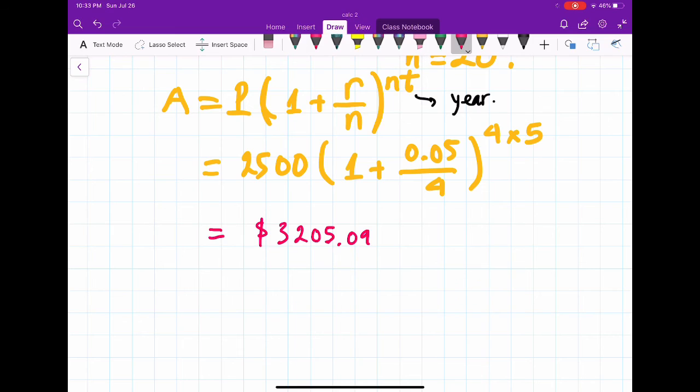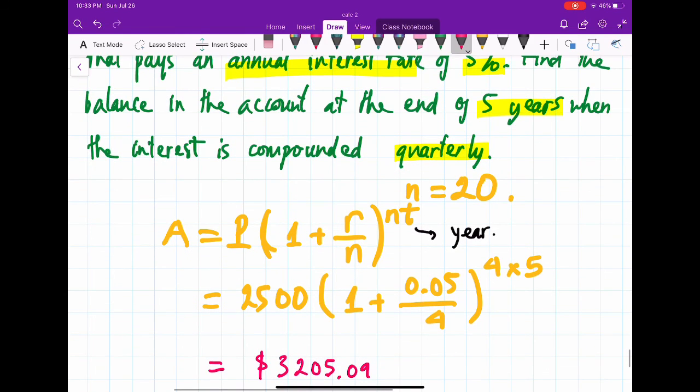Okay, so in case they change the plan, say the interest is compounded semi-annually, you just need to change the number n in this formula and in this case.